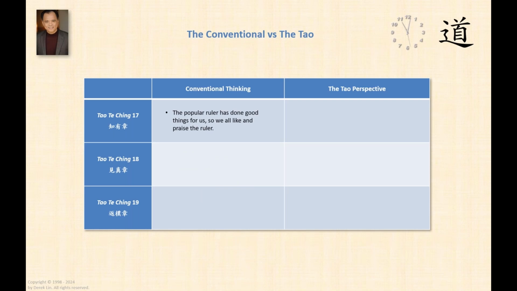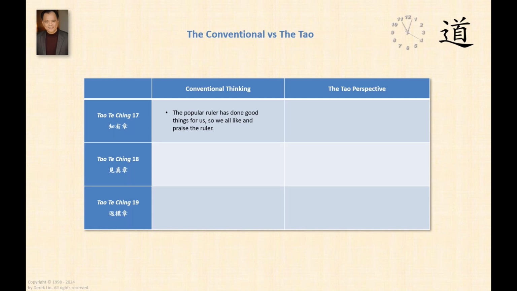In the conventional thinking column, remember the chapter was about the 4 levels of ruler, from the highest to the lowest. In the second level of the hierarchy, the popular ruler has done good things for us, the people. So we all like and praise the ruler. In conventional thinking, this is the highest level. The Tao paradigm goes beyond that and elevates it to the level of the Tao, which looks different. And it is not the best to have this popular ruler who has done good things.